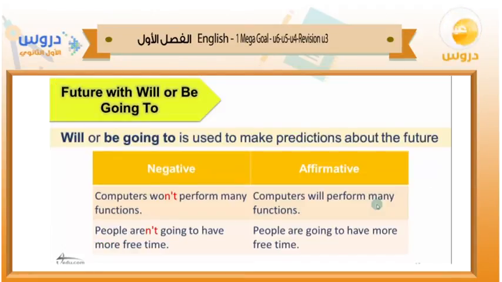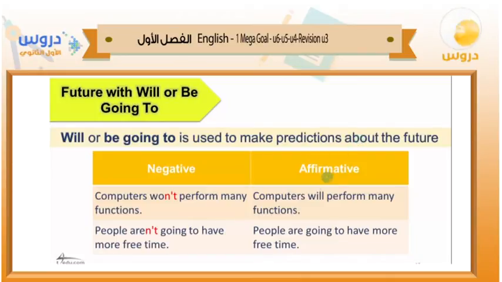Now, we talked about the future previously, about the future with will and am, is, are going to, and we use them for the future. Now, will or am, is, are going to, both of them are used to make predictions about the future. So every prediction is automatically about the future. When you predict anything, it means you're talking about the future.